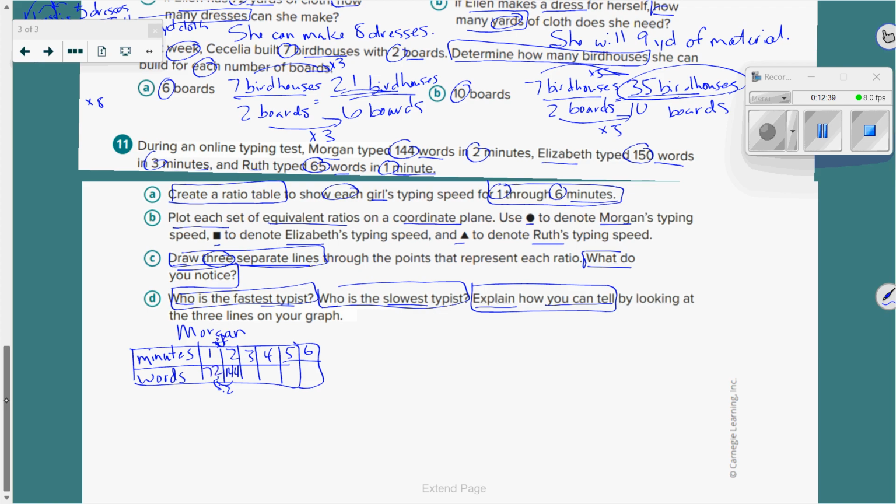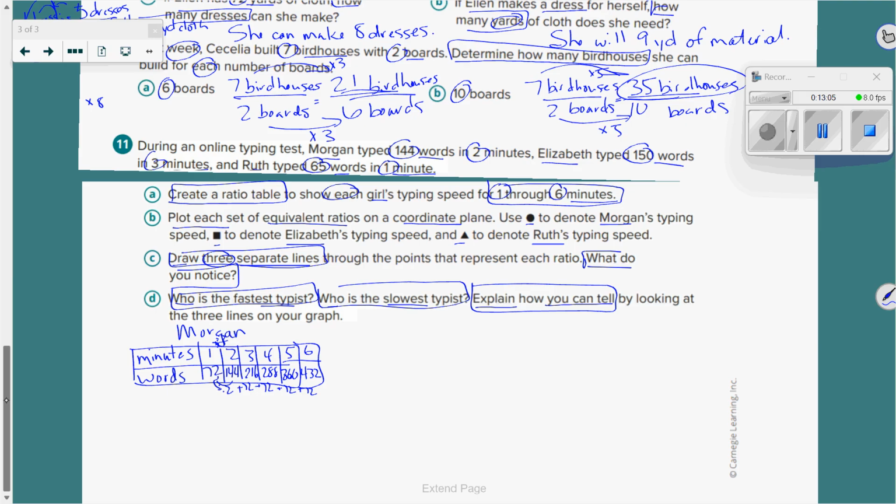Now I can do additive, because those are going up by 1, so I'm just adding 72 each time. So I'm going to put plus 72, that's going to give me 216. Plus 72 is going to get me 288. Plus 72 is going to get me 360. Plus 72 is going to get me 432.